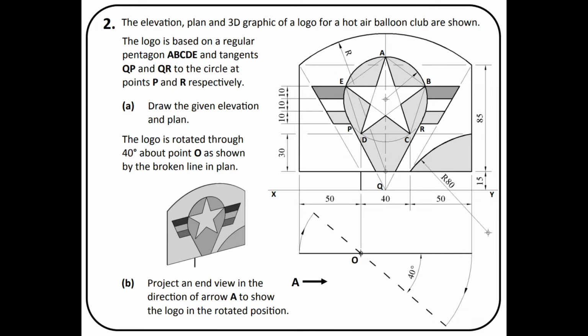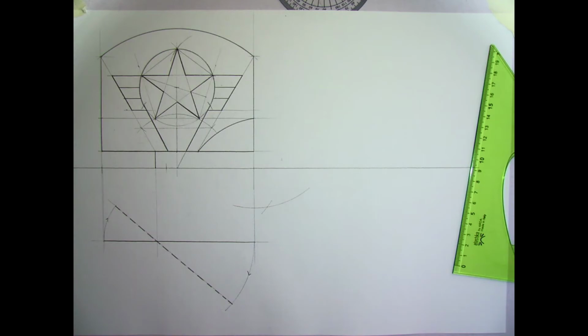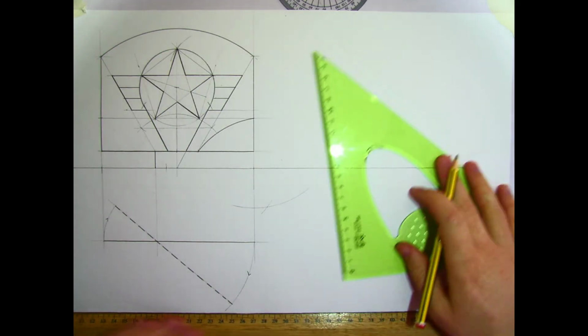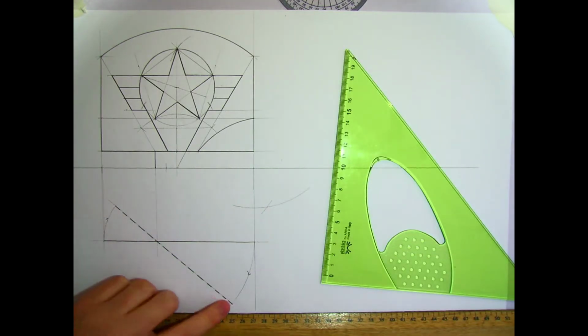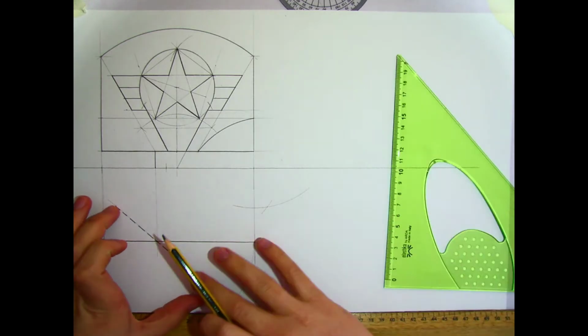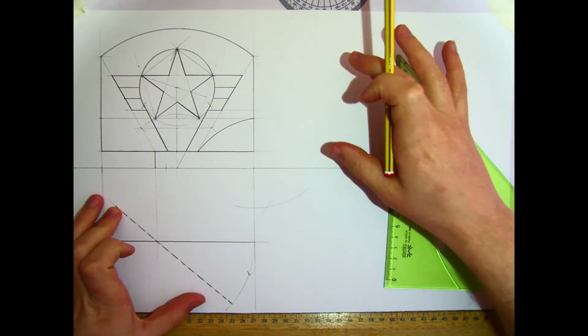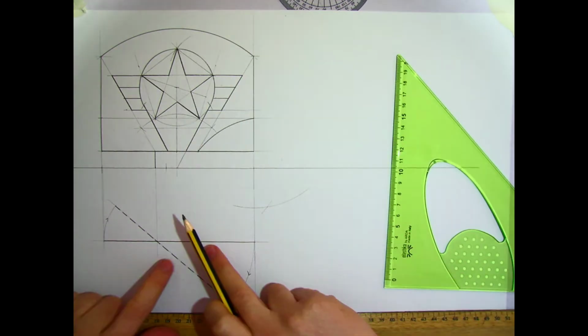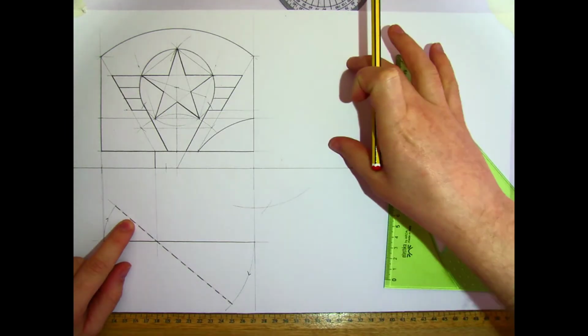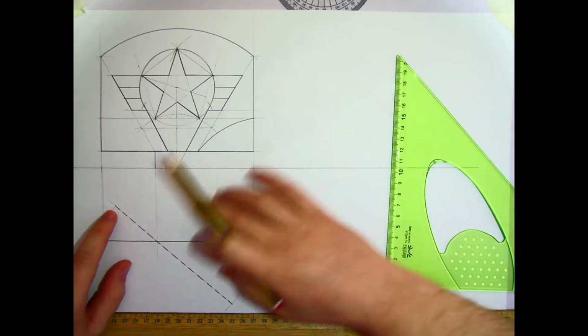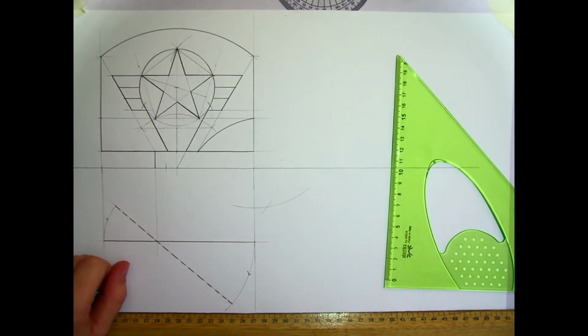So now we're going to look at part B of this, which is project an end view in the direction of the arrow A to show the logo in the rotated position. So first thing we're going to do is we're going to set up our end view, find its position, and we're just going to be operating off the dotted line. So that's the only line that we take over for our end view. Every other line, when it comes down here, will need to come onto our solid line first, be rotated onto the dotted line, and then it can come across into our end view. It can't go up into the end view until it has come off this dotted line, the dashed line.